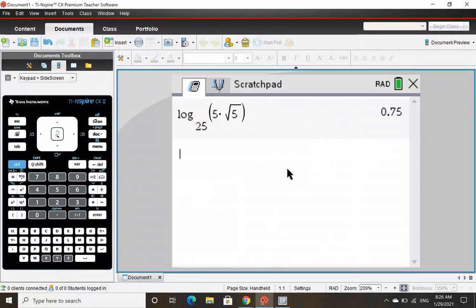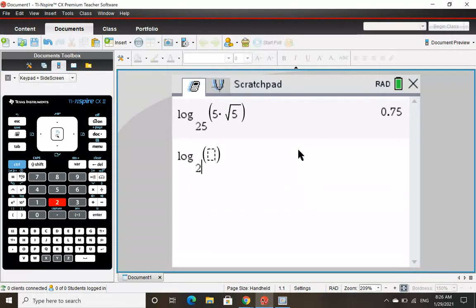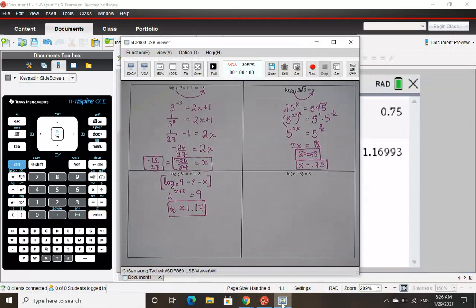So since I need a different base, I will do this template. So log base 2 of 9. Now the minus 2 is not really part of a logarithm. And so x is approximately 1.17. If I can make this number have the same base like I did over here, I could see that I could make these all base 5s, and that was working out nicely. Just didn't work out for that one.